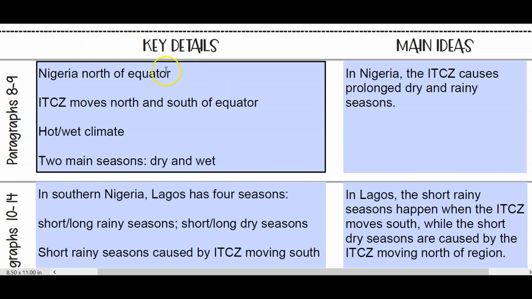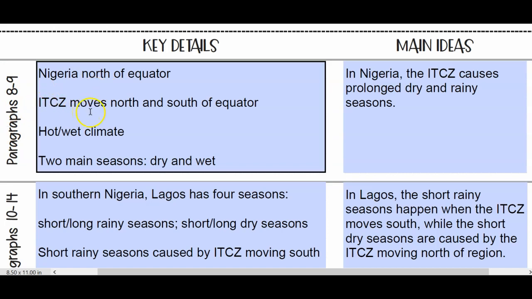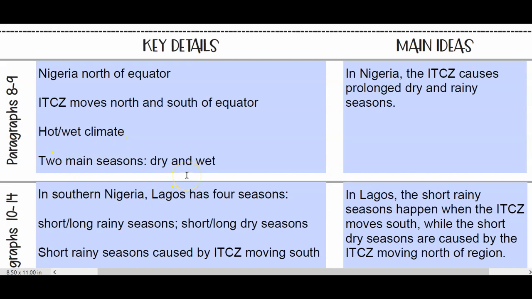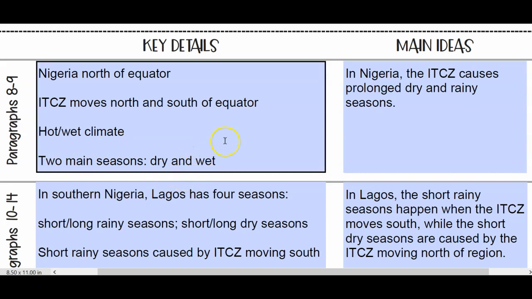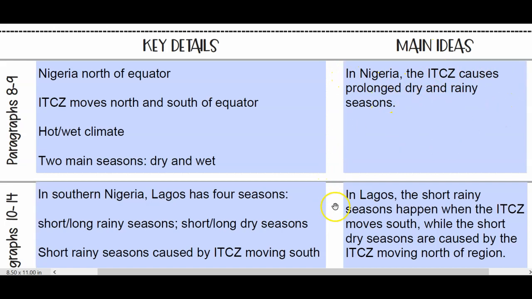All right, so on page 15, some of the key details from paragraphs 8 and 9. Nigeria is north of the equator. The ITCZ, it says, moves north and south of the equator. There's a hot and wet climate in that area, and there are 2 main seasons, dry and wet. We have winter, which is a little bit wet. Spring, there's a lot of rain. And the summer gets really hot. And then there's fall when the leaves start to turn. The main details in Nigeria: the ITCZ causes prolonged dry and rainy seasons.